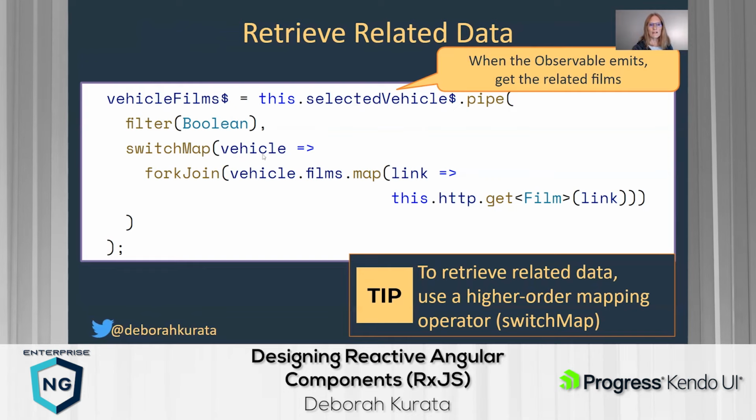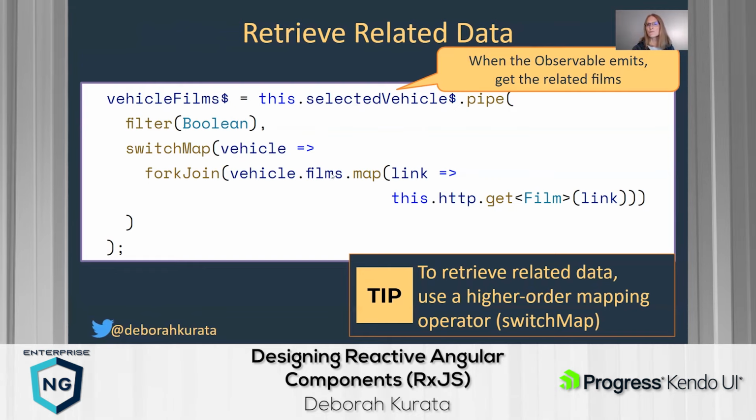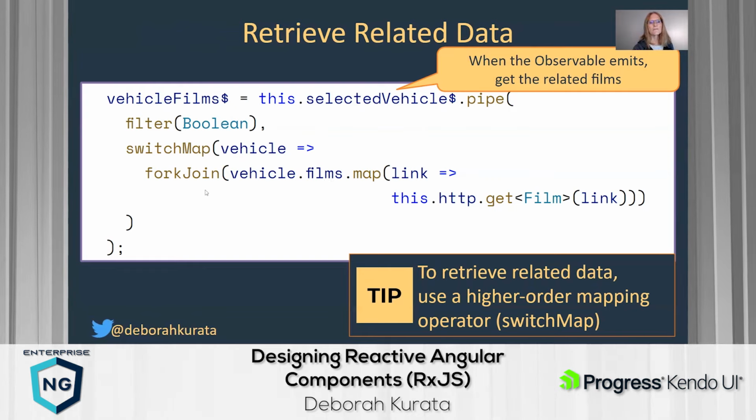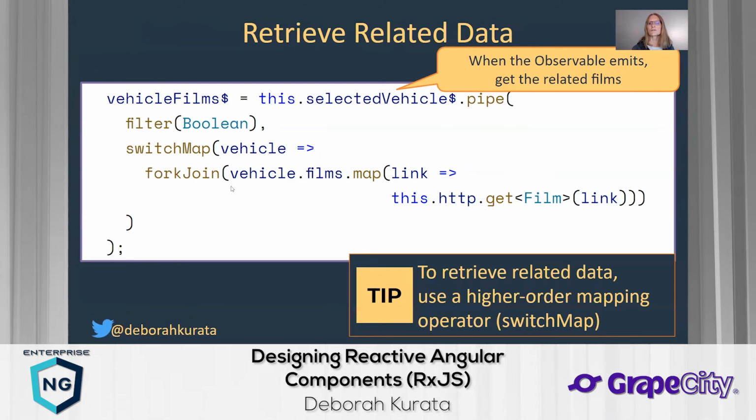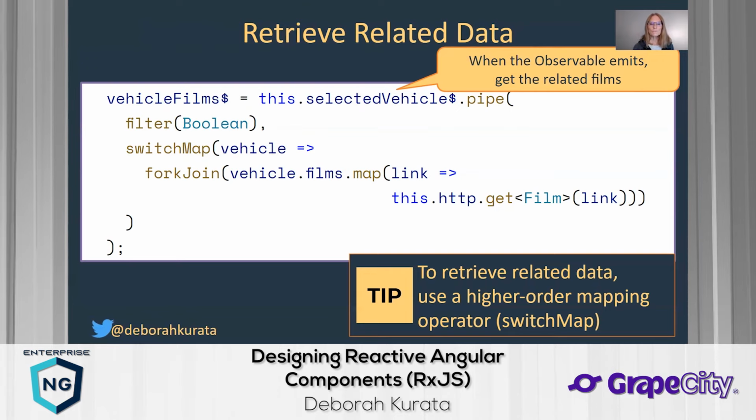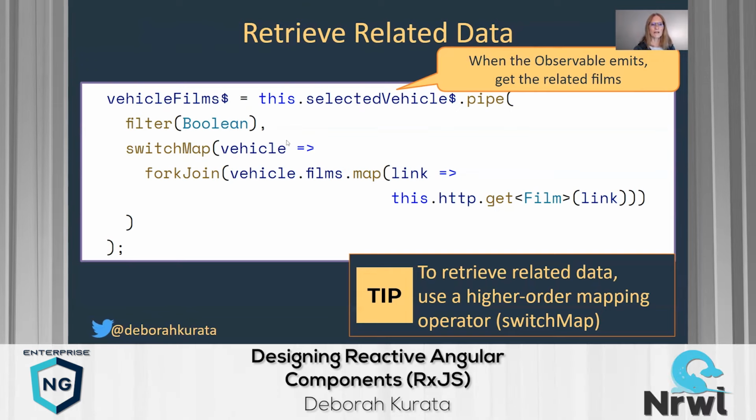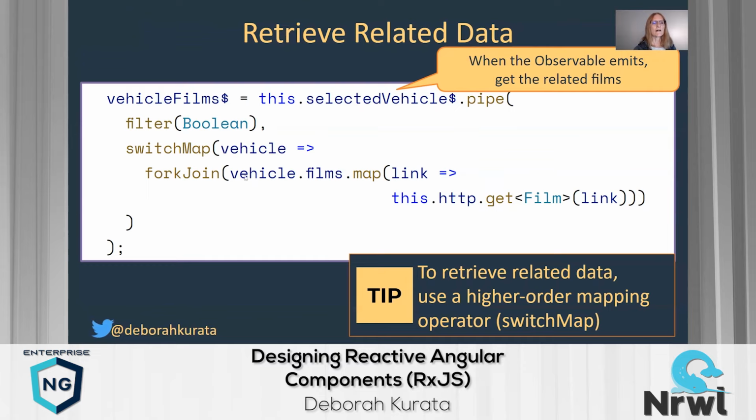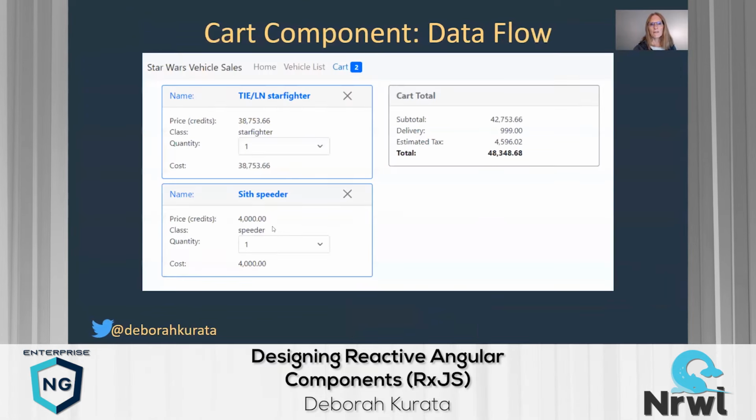Then we're switchMapping on the vehicle. The vehicle has a set of films, potentially more than one. So we're using a forkJoin, so it will return the result of all of the gets to get each of the films. It will return them all as an array. So it emits an array of films.